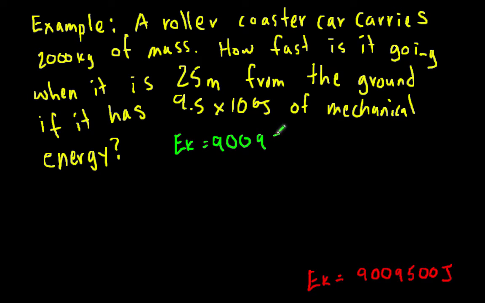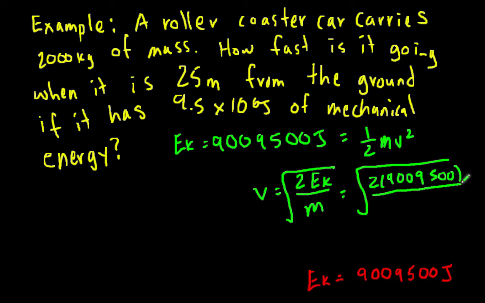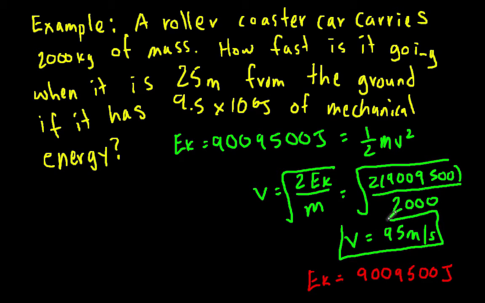Once you have the kinetic energy, you can rearrange the kinetic energy formula to find the speed. Ek is 1/2 mv squared. This means that v is the square root of 2 Ek divided by mass. So the speed is the square root of 2 times 9,009,500 joules divided by 2,000 kilograms, which is 95 meters per second.